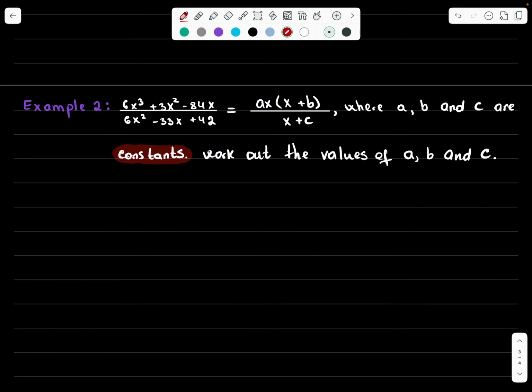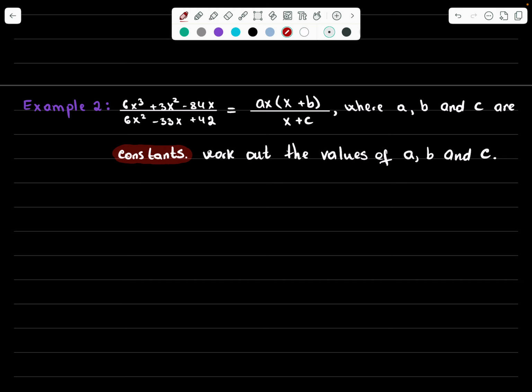Example number 2: we have another algebraic fraction, and that equals ax times (x + b) over (x + 3). So basically we understand this expression is going to be simplified to something that looks like this, where we know that a, b, c are constants, like 2, 3, 4, for example, and we need to work out the values of a, b and c.